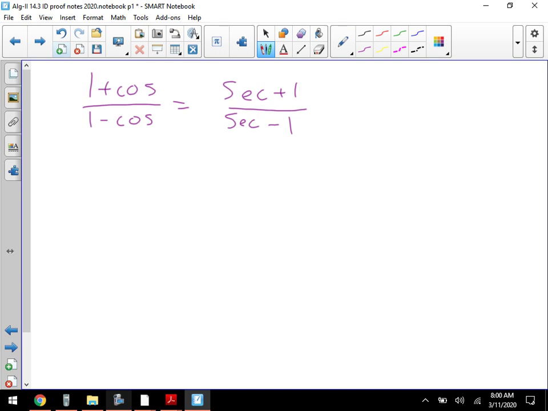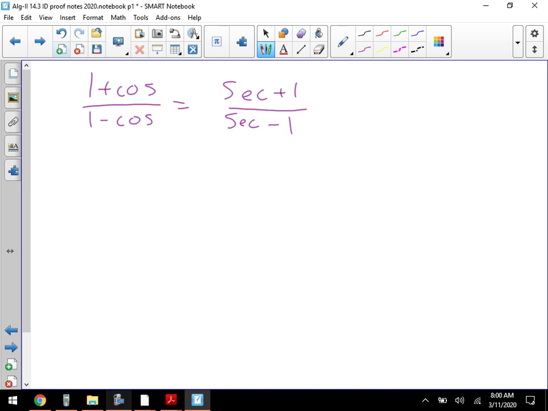Now, in this case here, first thing you might think of is doing a conjugate. If I multiply by a conjugate to the 1 minus cosine, you'd multiply top and bottom by 1 plus cosine. That would give me a difference of squares, which would give me basically 1 minus cosine squared in the denominator, which is sine squared. Sine squared is not going to get me anywhere near secant.